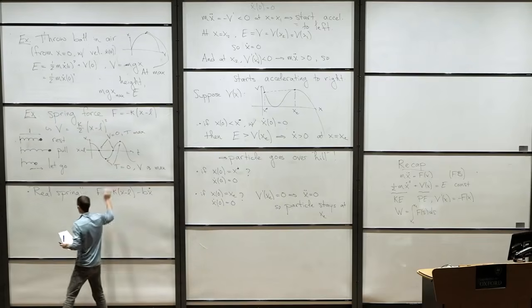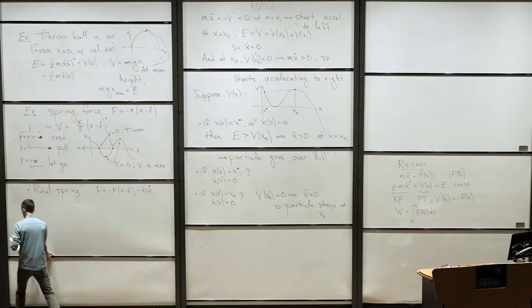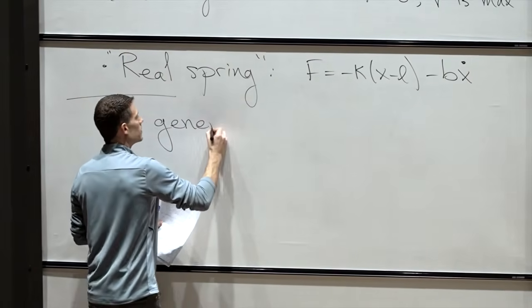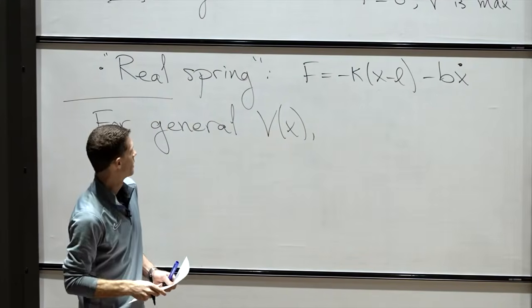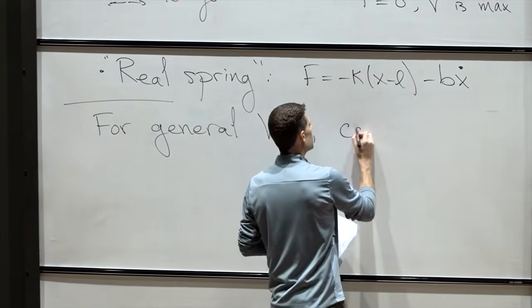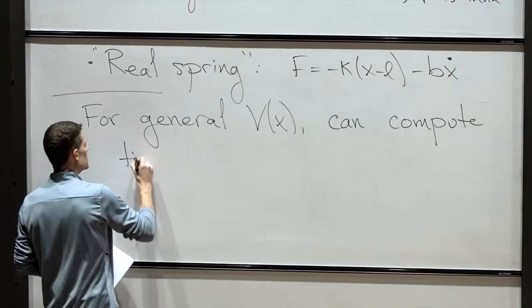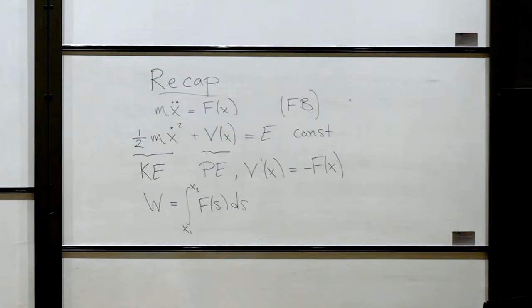Another thing we can do, we can ask questions about time. So the variable time is sort of lost in this picture, but it's not completely lost. And indeed, for a generic v of x, we can compute the time that the object requires to get from one point to another. So the idea is 1/2 mx dot squared plus v is constant, so the x dot has a d dt in it, and if I think about separating that, I can bring time back in.